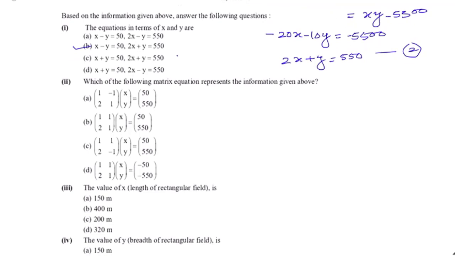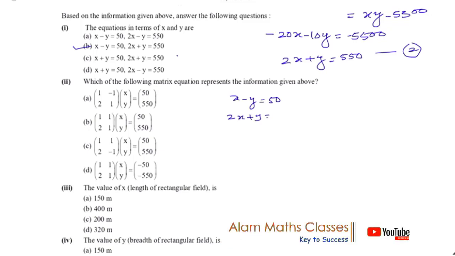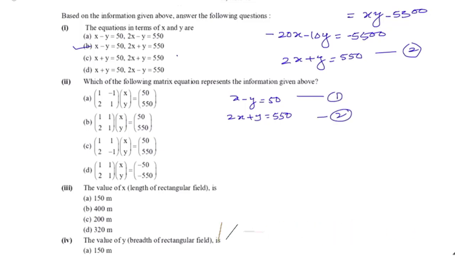And the second, which of the following matrix equations represents the information given above? So we write here the equation x minus y is equal to 50 and 2x plus y is equal to 550, equation 1 and equation 2. So this equation can be expressed in terms of matrix. We can write the matrix of the coefficients of x, y: matrix 1 minus 1, 2, 1, and the matrix of variables x, y is equal to the matrix of constants 50 and 550. So in the second, option A is correct.